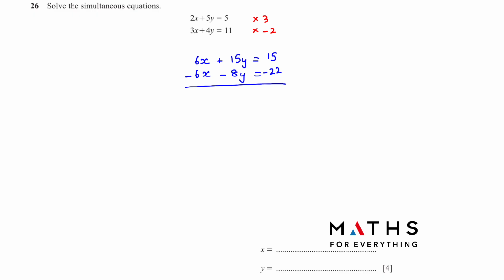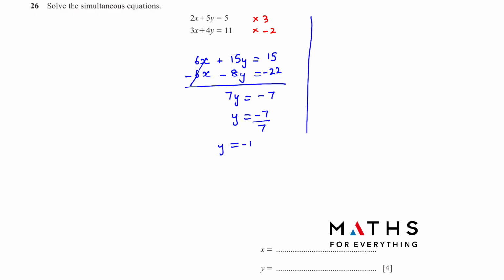Now we simply add. 6 minus 6 is 0. Because you times it with a negative, one variable will get cancelled. 15 minus 8 is 7y, and 15 minus 22 will give us negative 7. y is equal to negative 7 divided by 7, which is negative 1.